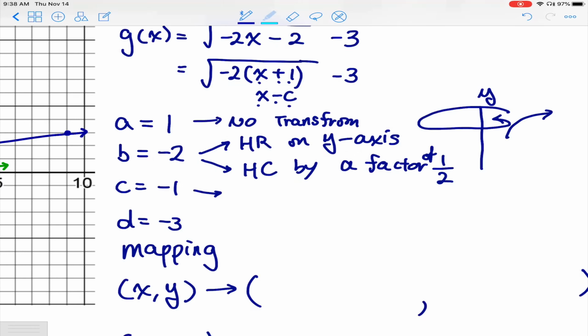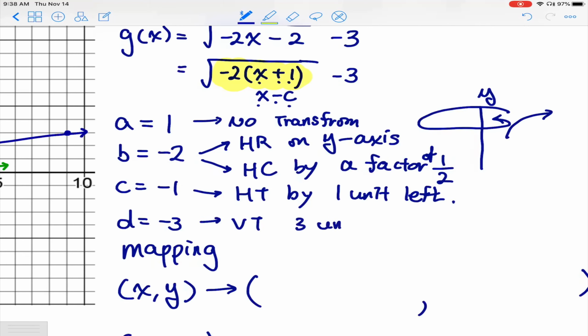Remember, what's inside of the function itself always deals with the horizontal way. So the horizontal translation is by 1 unit to the negative. It says negative 1, so to the left. Now the next one is the vertical translation, 3 units down, since it's negative 3.